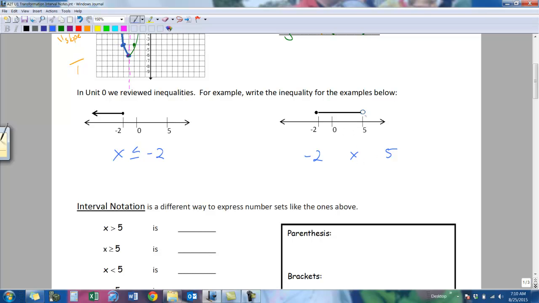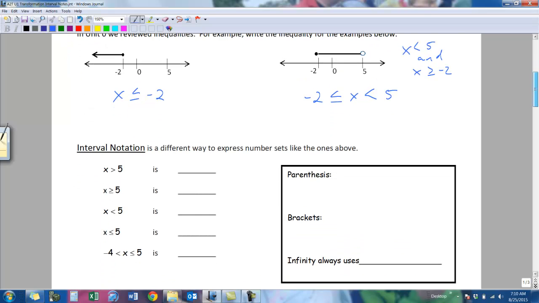Now we know that x is less than 5 because it goes down this way. But we also know that x is greater than or equal to -2. So if we were to write that backwards, x is greater than or equal to -2, looking like that. Now, if you wrote it as x is less than 5 and x is greater than or equal to -2, it's not that that's wrong. This is a little bit better notation. But now we're going to learn a new type of notation to write something like this.